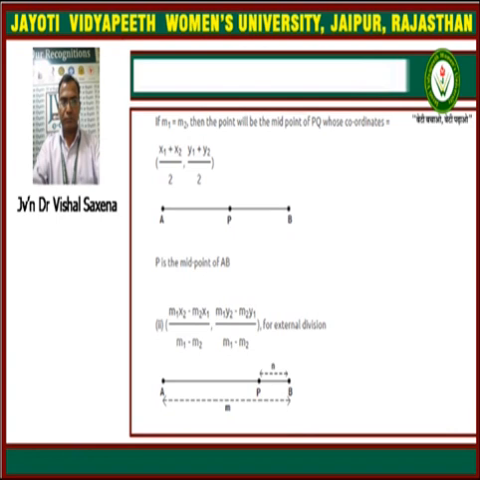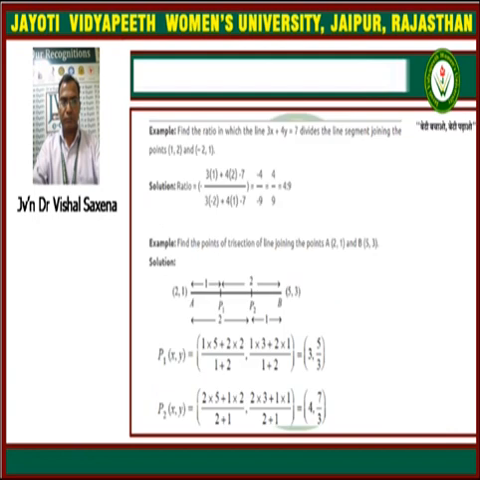And if point P divides the line segment AB externally in the ratio m1 is to m2, then we can use the formula to find the coordinates of point P as (m1 x2 minus m2 x1 upon m1 minus m2, comma m1 y2 minus m2 y1 upon m1 minus m2) for external division.